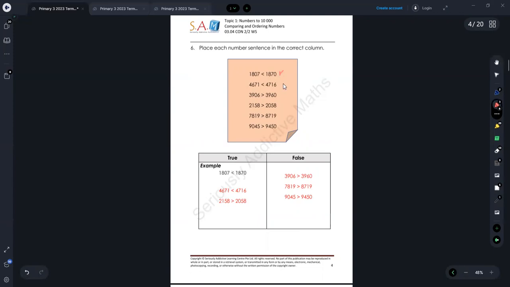Then 4671, is it smaller than 4716? If it is true, put a tick, right? What about this one here, 3906, is it greater than 3960? It is false, so put a cross there. So remind them to do this working on the sides first, and after that, you can transfer the answers here. True, they write it here; false, they write it here.